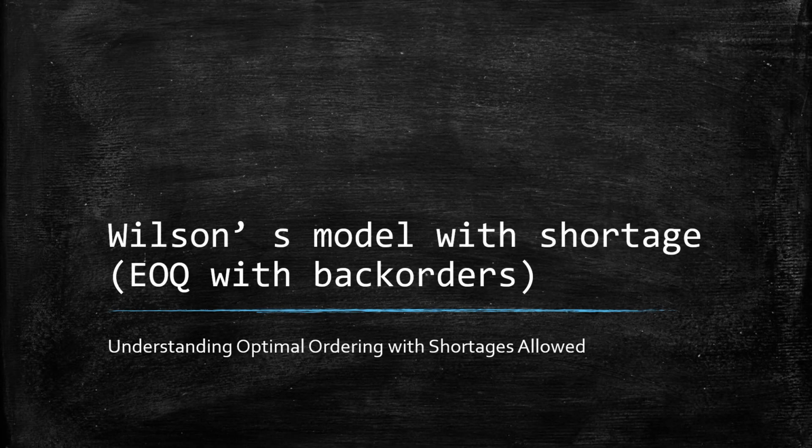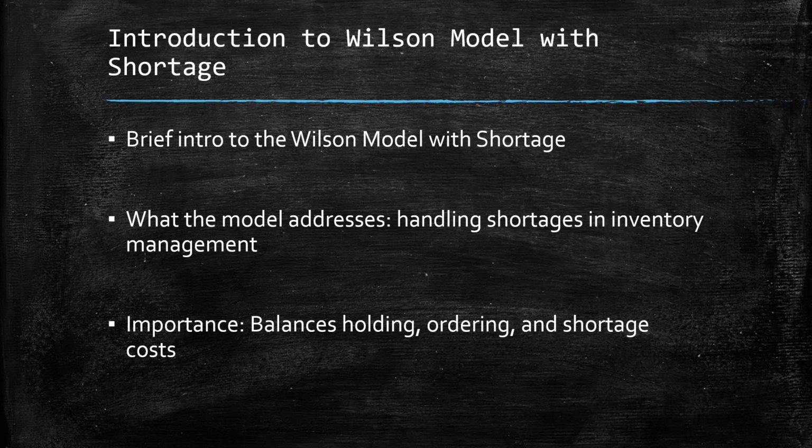Hello everyone, welcome to this video on inventory management, specifically on the Wilson model with shortage, also known as the economic order quantity model with back orders. First, let's get a quick overview of the Wilson model with shortage. This model is useful in inventory management when we want to minimize costs while allowing for temporary shortages. And like traditional models, this one helps balance between ordering costs, holding costs, and the costs associated with shortages.